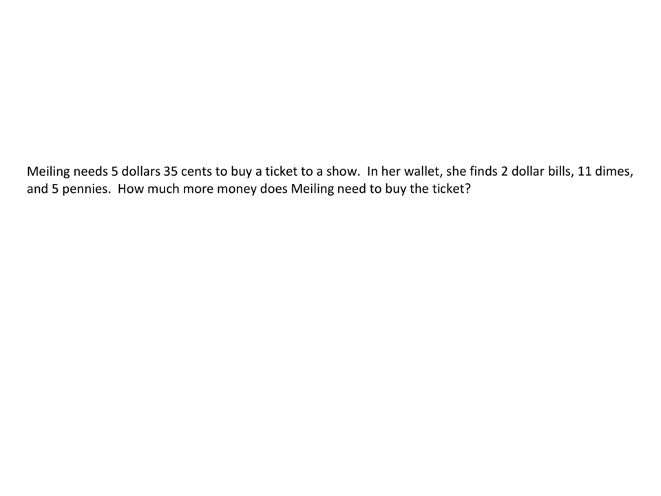Last one. Mealing needs $5.35 to buy a ticket to a show. In her wallet, she finds $2 bills, 11 dimes, and 5 pennies. How much more money does Mealing need to buy the ticket? So when we hear that key phrase, how much more, that's telling you what operation to use.